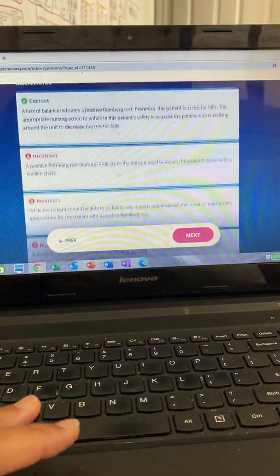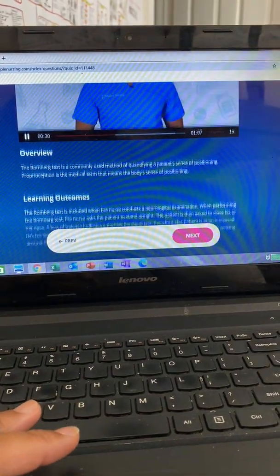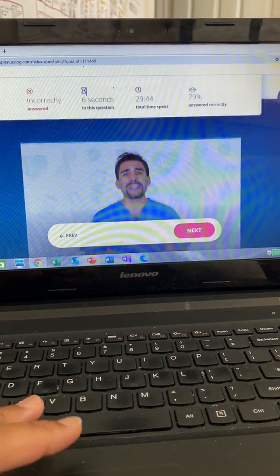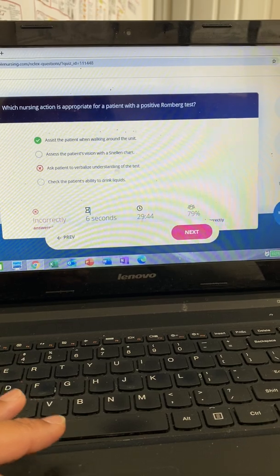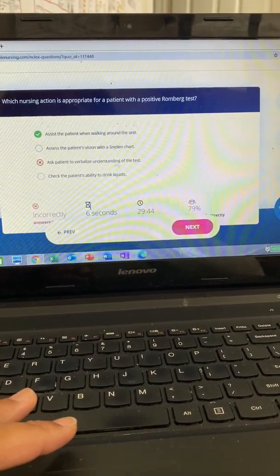Safety with moving around. We need to keep that patient safe. So looking at our options here. Option number 1 is correct. Guys, the patient needs assistance with walking since they have poor coordination. Remember, Romberg test, they need help roaming around here.